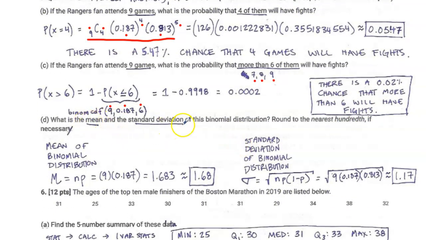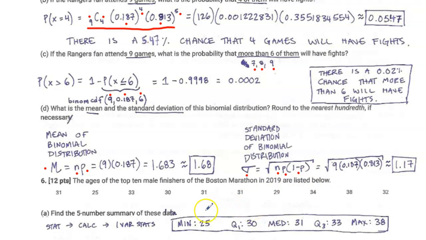The mean and standard deviation, this is a very easy question to answer because you have your notes with you. You're going to be able to use your notes for the final. This mean is equal to n, the number of trials, times p, the probability of success. Easy to figure out, and we're supposed to round to the nearest hundredth, so only 2 decimal places. The standard deviation, this is the symbol sigma, that's equal to the square root of n, the number of trials, times p, the probability of success, times 1 minus p, the probability of failure. That's 1.17. That's all she wrote.